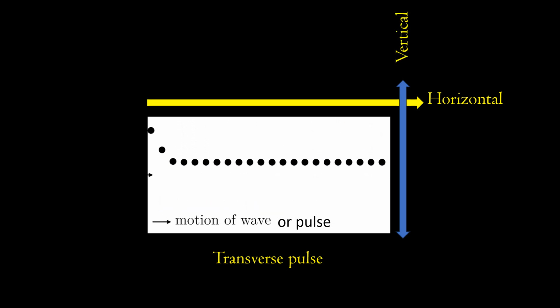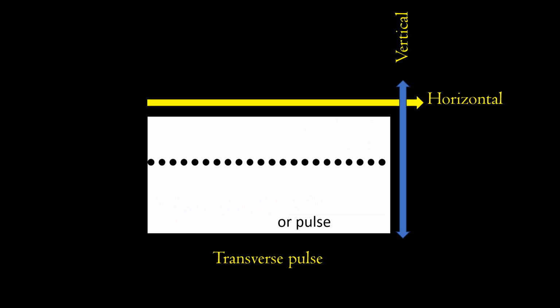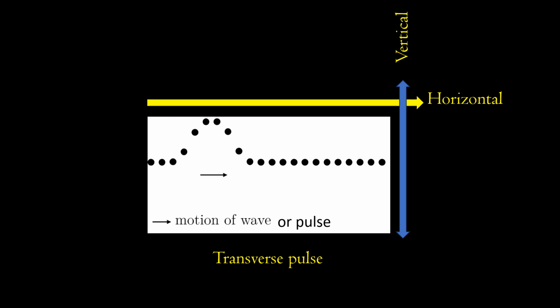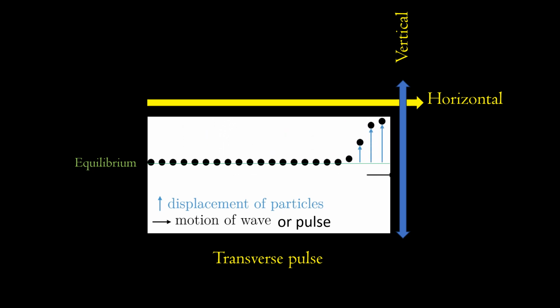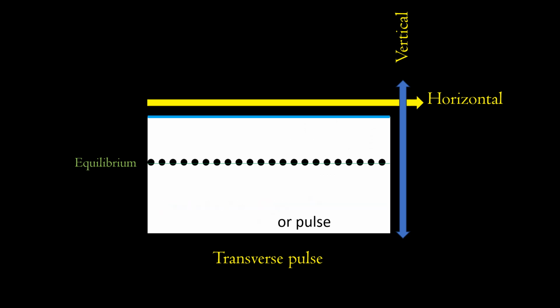But what do I mean when I say that the particles of the medium are displaced up and down? I mean that their position changes from equilibrium to a highest point they can reach, then back to equilibrium as the pulse sweeps through them. Okay, let's say the green line represents equilibrium position. Then the blue line represents the highest position the particle of the medium will reach in the vertical axis.